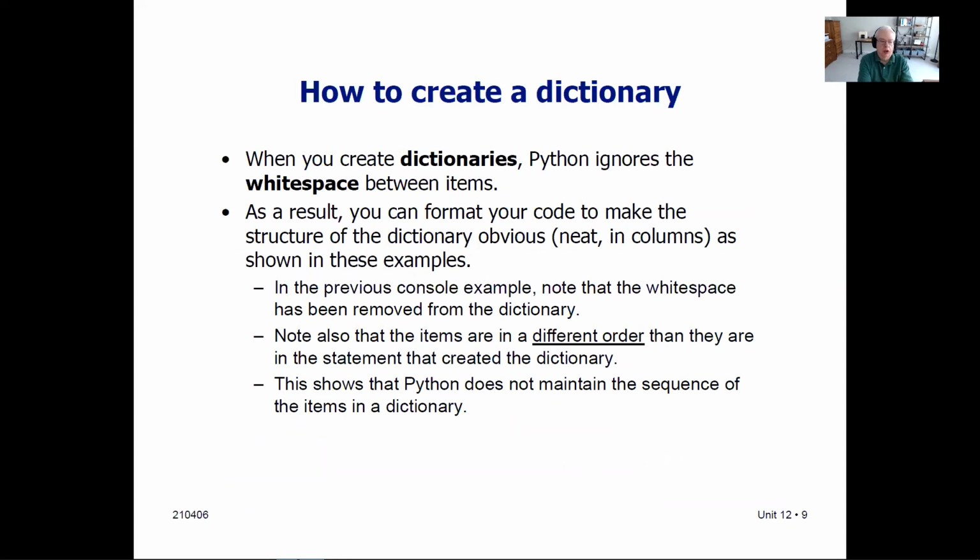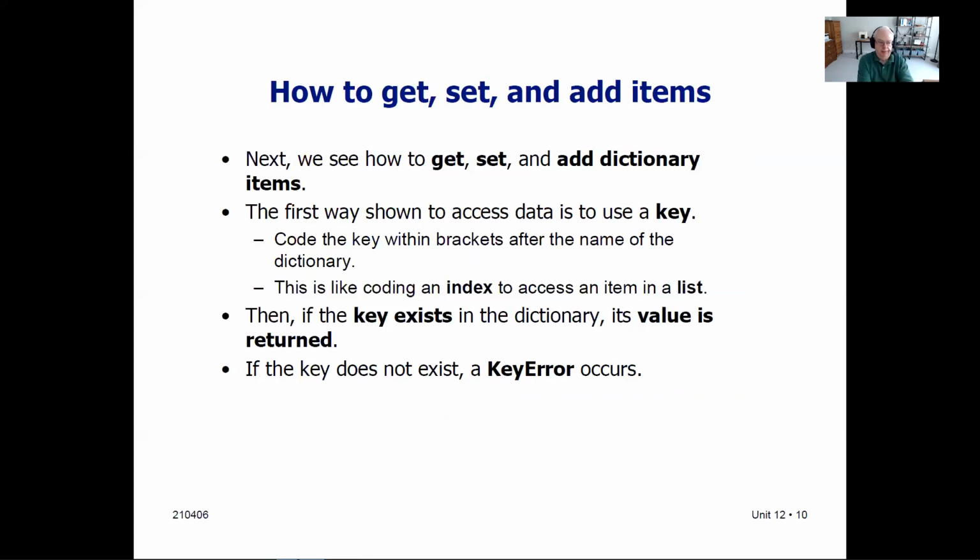So my strong suggestion to you as you begin to write your programs is take advantage of the fact that we can ignore the white space and create columns of your keys and columns of your values and put a colon in between them. And that way things will be a whole lot easier to keep up with. Also make sure that you realize that items are in a different order than they were in the statement that created them. Python will actually change the order, as you'll see as we go through this. So just don't be shocked by that.